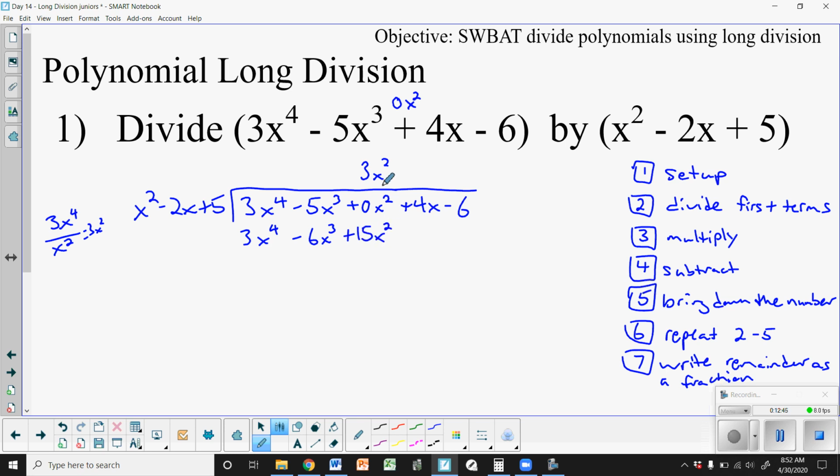x squared. So now after we multiply, we're going to subtract. When we subtract a polynomial, what do we have to do? That's right, we have to switch the signs. So this becomes negative, positive, negative. So subtract really means switch the signs.